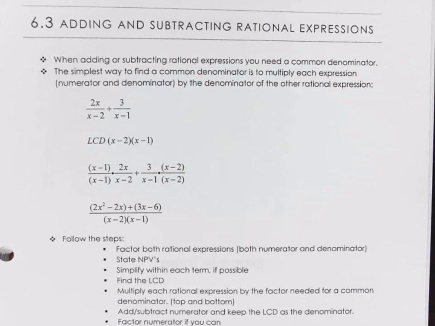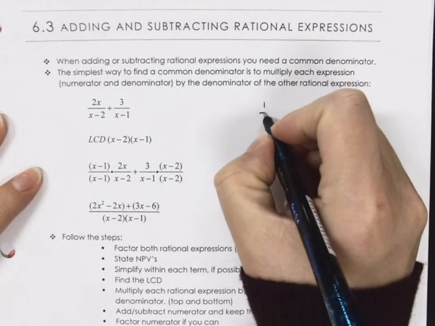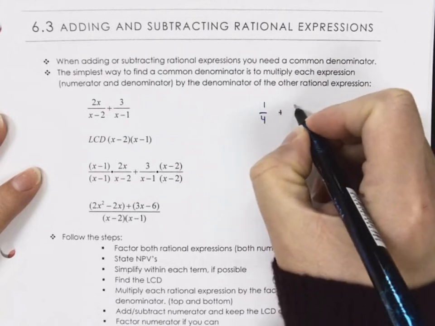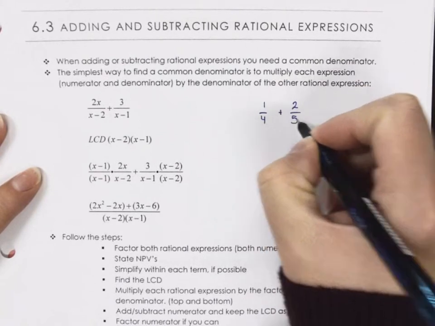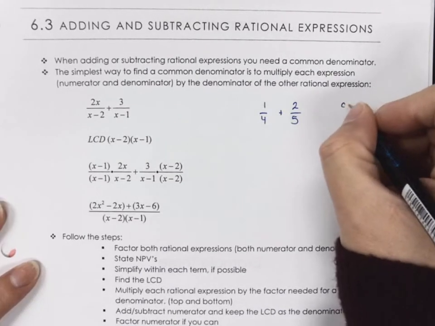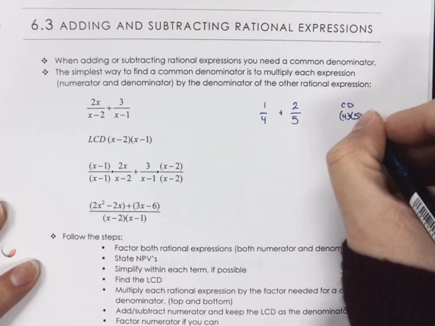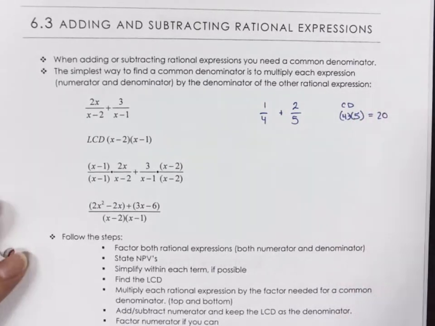All right, what do we need when we're adding and subtracting fractions? Common denominator, lowest common denominator. So if I have 1/4 plus 2/5, what's my common denominator? 20, right? And how did you find 20? You took the denominators, so the common denominator, you took both of them. You took 4, you times it by 5, and you got 20.